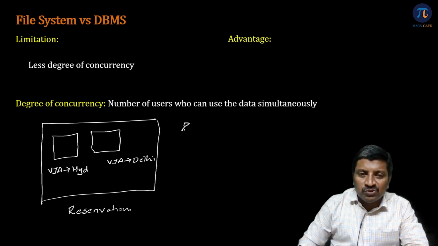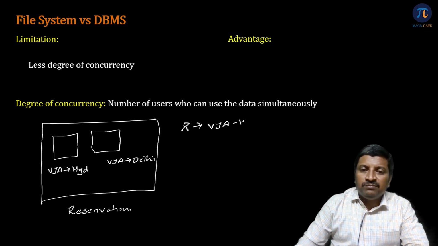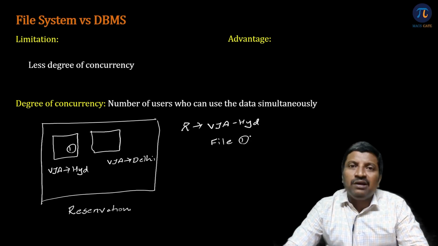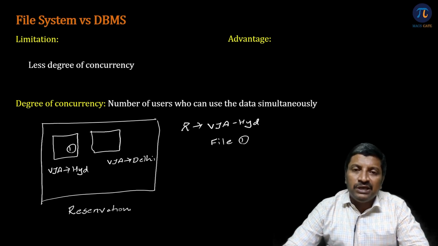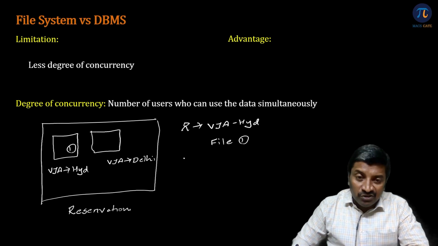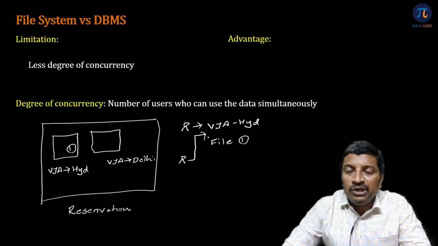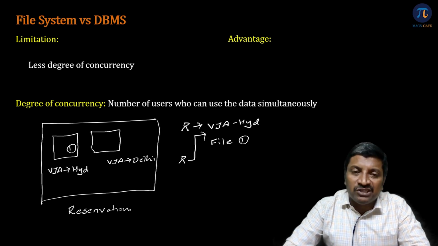Suppose now a user wants to do some reservation from Vijayawada to Hyderabad. Then he will use file 1 to do the reservation, or we will update on behalf of the user the particular reservation details. Now at the same time, if another user also wants to do the reservation from Vijayawada to Hyderabad, he needs to wait till the completion of the reservation of the first user. At the same time, two users cannot access the same file.